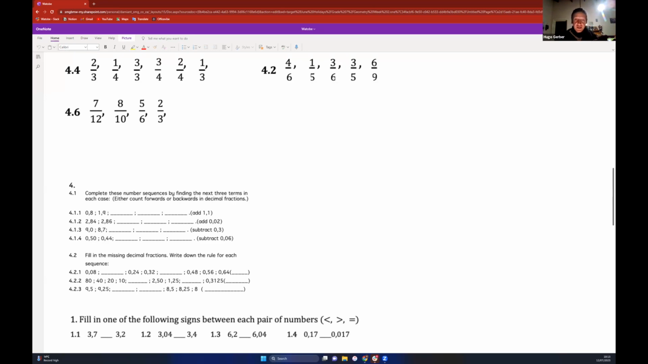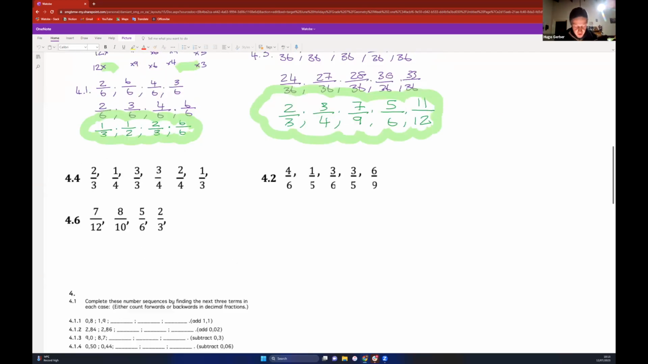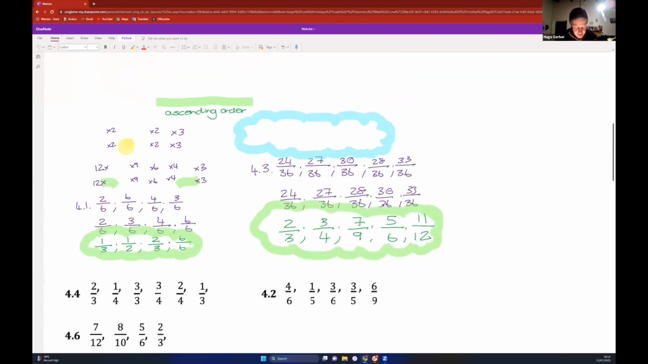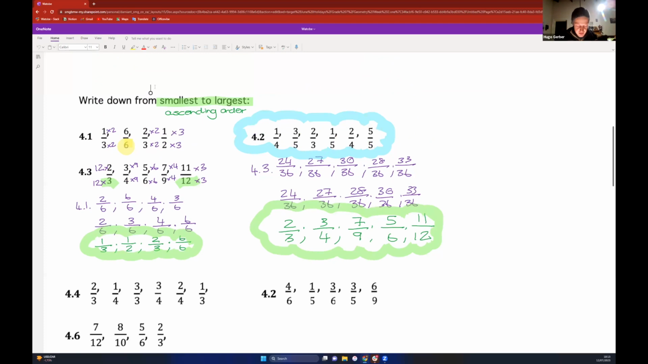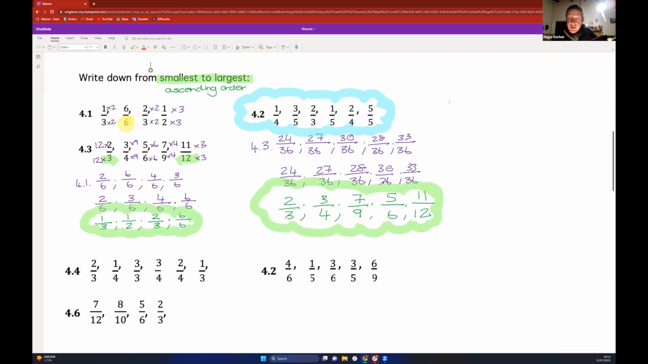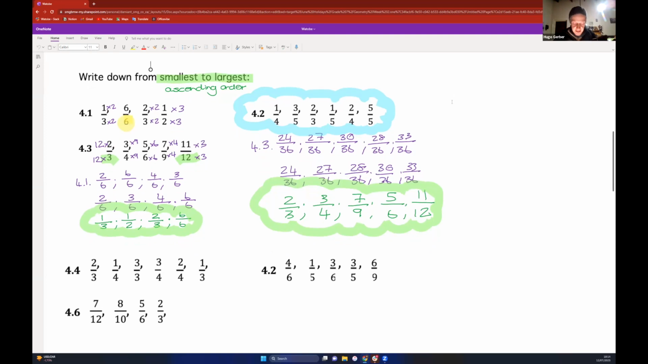All right, let's start off straight away where we stopped last week. First of all, for 4.4, this is the question. Let me refresh the question for you. What we did is we had to put these numbers, arrange them from smallest to largest. Smallest to largest, we revised last week, means ascending order.